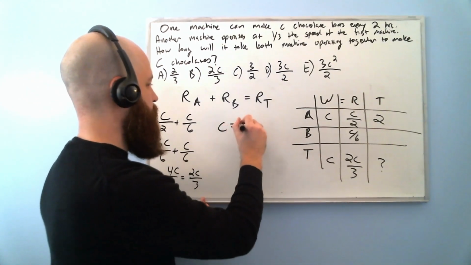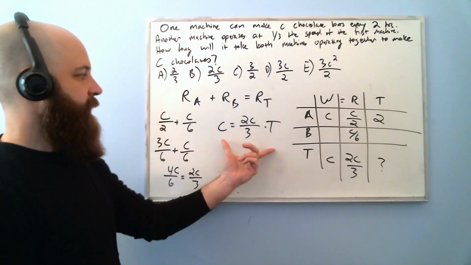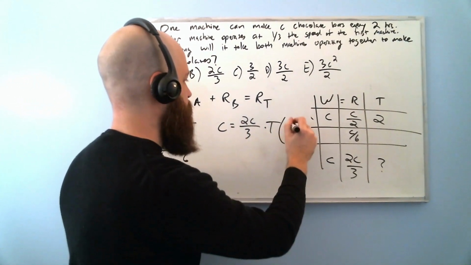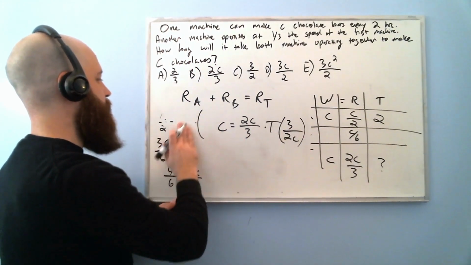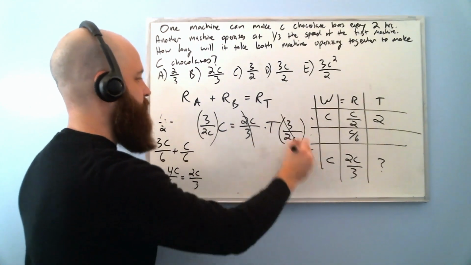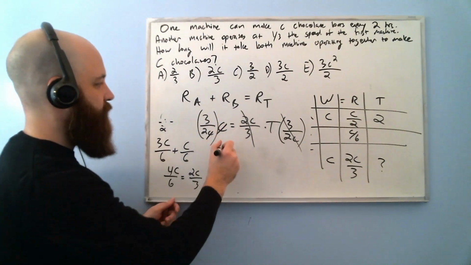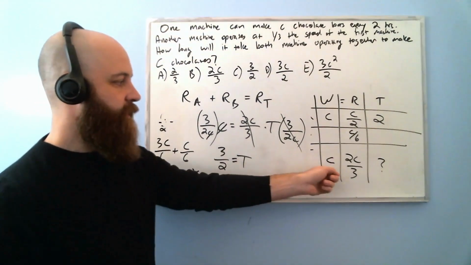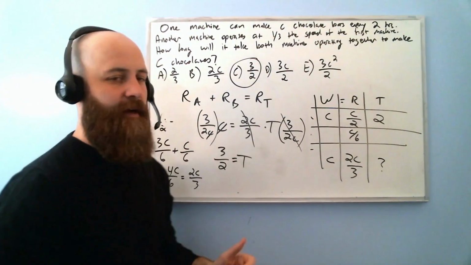So C equals 2C over 3, that's the rate, times time. To solve for time, I'll multiply by the reciprocal of this fraction. That'll get rid of the fraction and help me isolate t. So multiply both sides by 3 over 2C. It goes away on this side. Over here I have 3 over 2C times C. The C's cancel, and I'm left with 3 over 2. That's the time it takes for them working together to produce C chocolates. Yes, that's what they were asking for. So that leads me to the final answer of C.